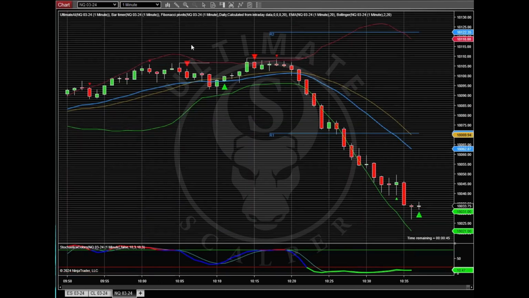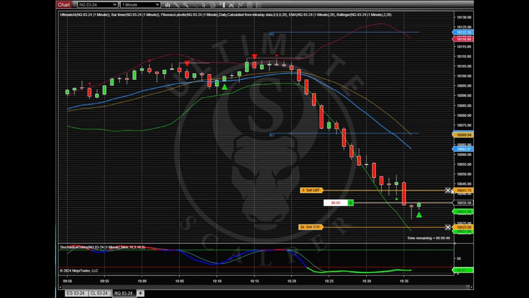Okay, here's a 1 minute chart. Here's the breakout of the previous high. I'm locked in. Large arrow, breakout of the previous high during candle formation. Beautiful.